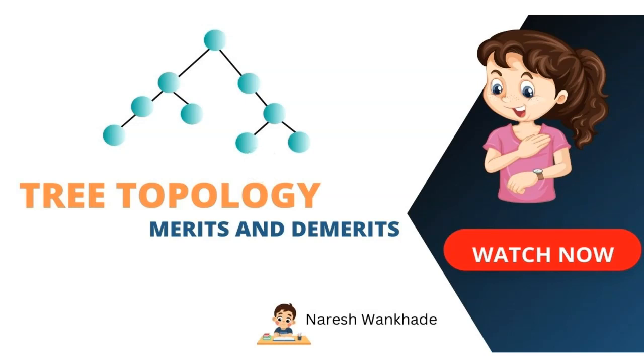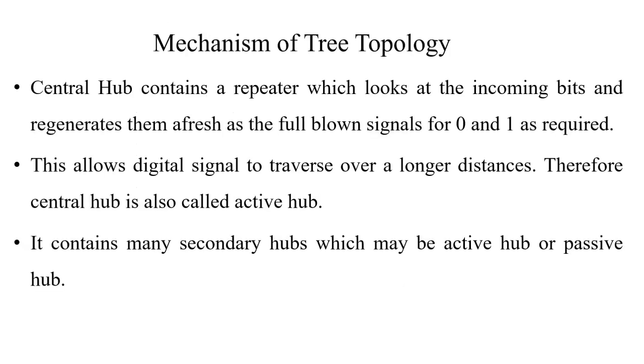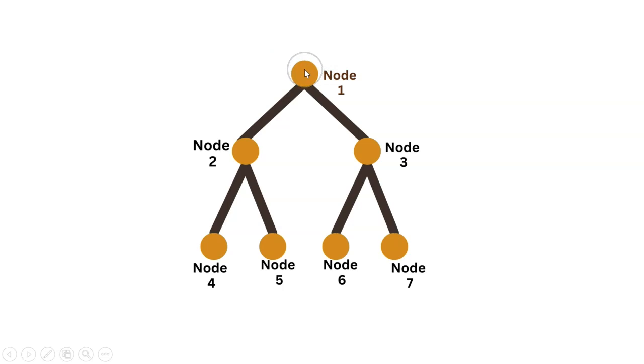Hello friends, in this video lecture we will see tree topology, how tree topology works, merits and demerits of tree topology, and where tree topology is used. Here the design of tree topology is basically derived from the star topology. This tree topology has a hierarchy of various hubs, like we have branches in a tree. You can see here, this is the structure of tree topology.